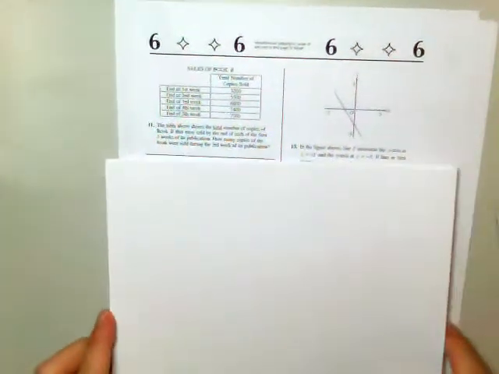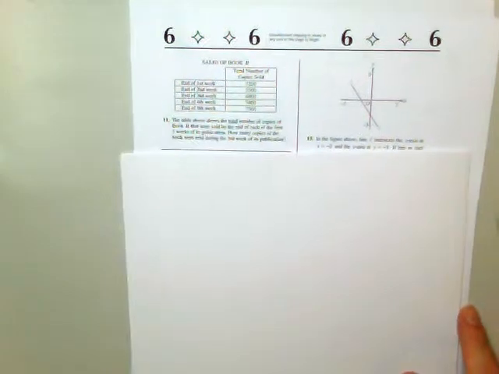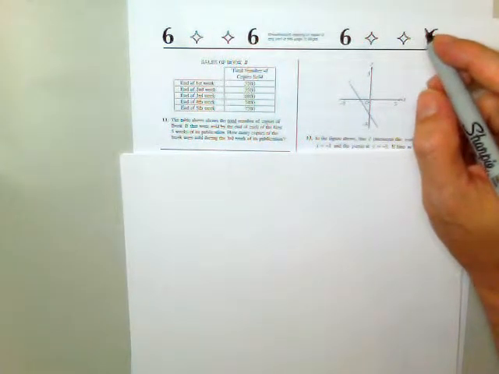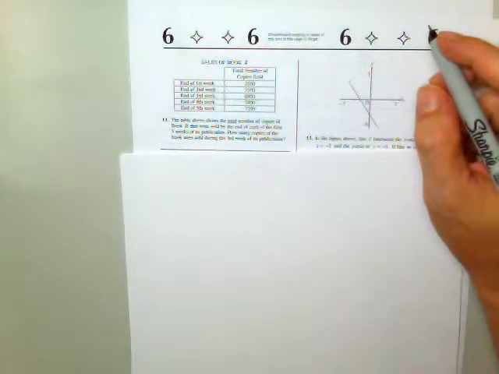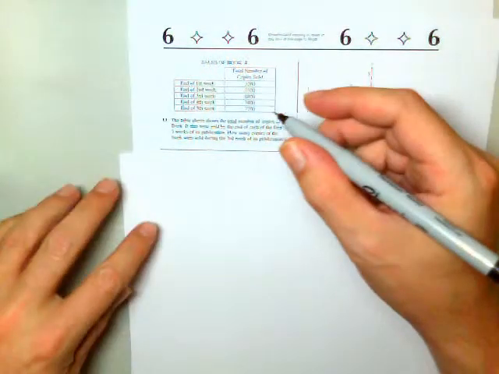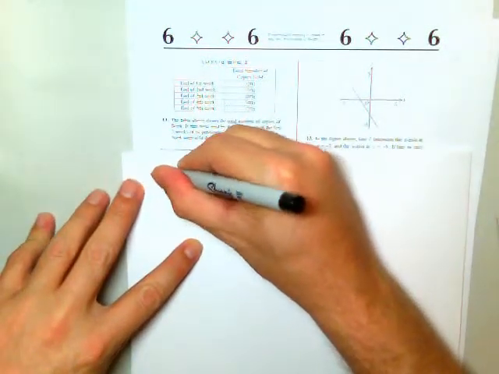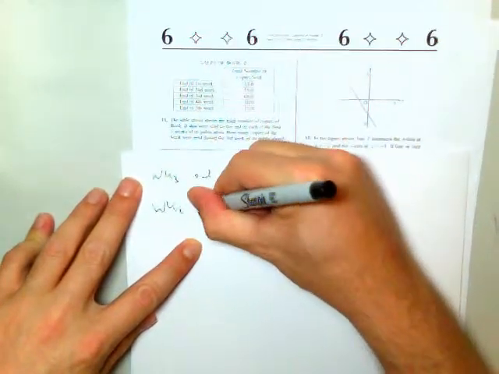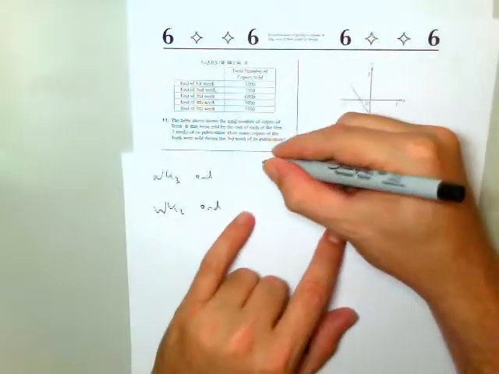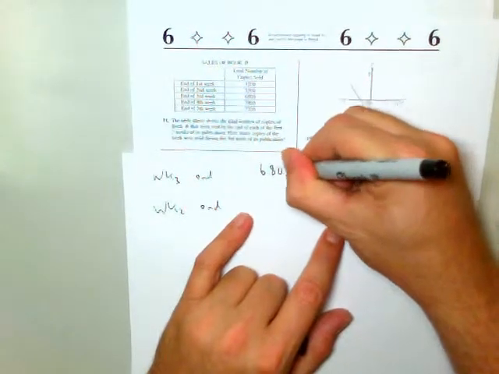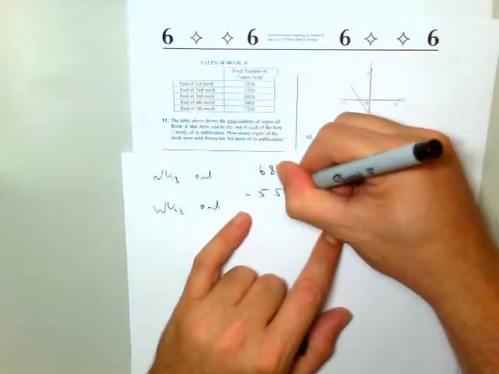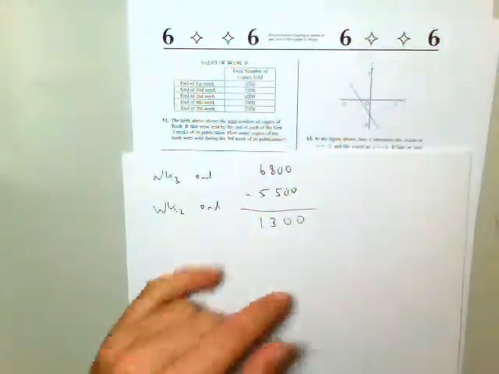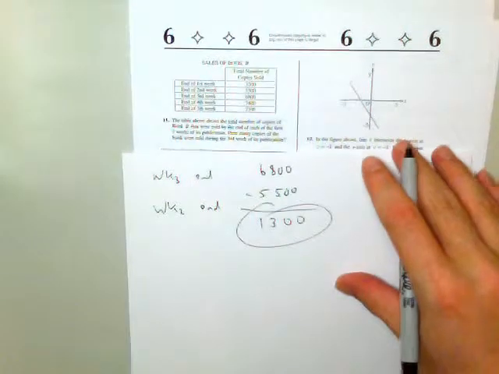We're starting where we left off, number 11. The table above shows the total number of copies of Book B that were sold by the end of the first 5 weeks of its publication. How many copies of the book were sold during the third week of its publication? Alright, so this is week 3, this is the end, and this is week 2, end. To find what happened during the third week, I take the end of the third week, and I subtract the end of the second week, and I get 1,300. That's number 11.